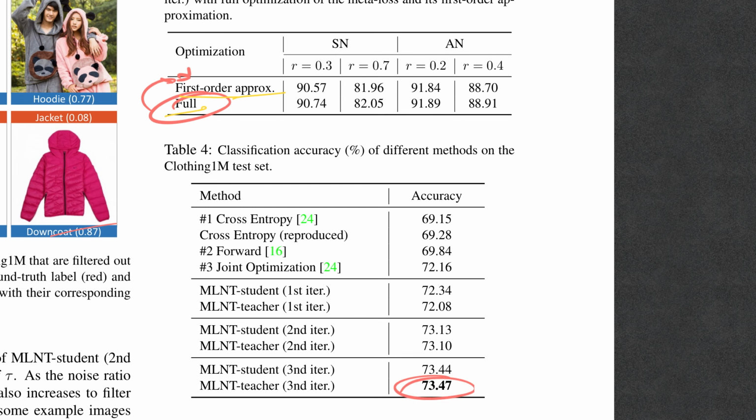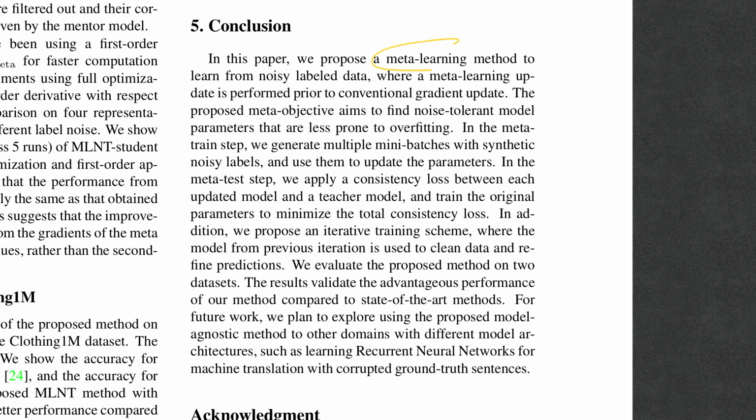On Clothing1M, they also got great results. In conclusion, this was a meta-learning approach to robustly train a model to perform a task given that the labels provided could be noisy.